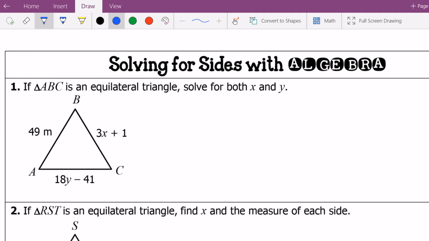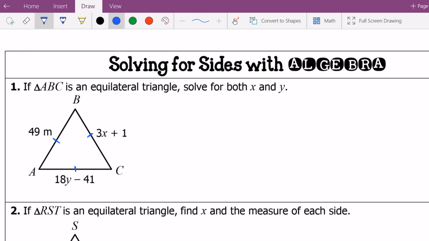You can use the properties of these triangles in algebra problems as well. For example, here we have ABC is an equilateral triangle. Solve for both x and y. Since it's equilateral, that means all three of these sides have to be the same. Since we know that one of the sides is 49, that means all three sides are 49.